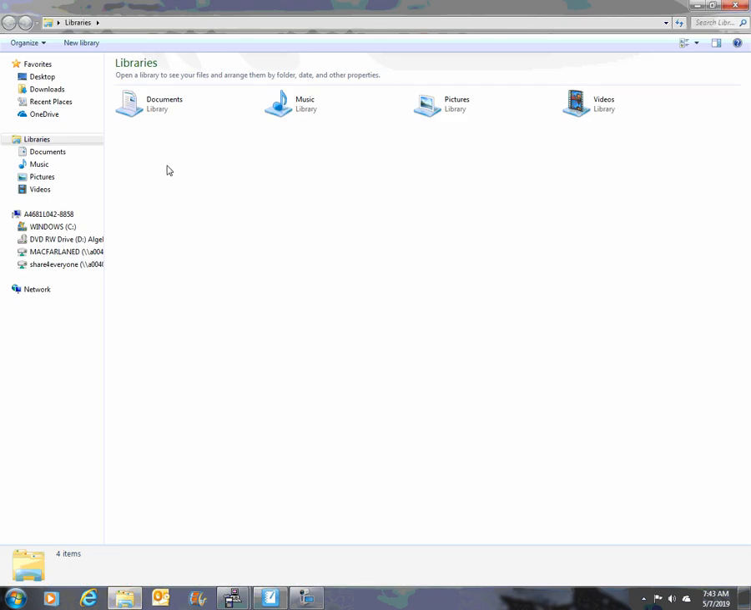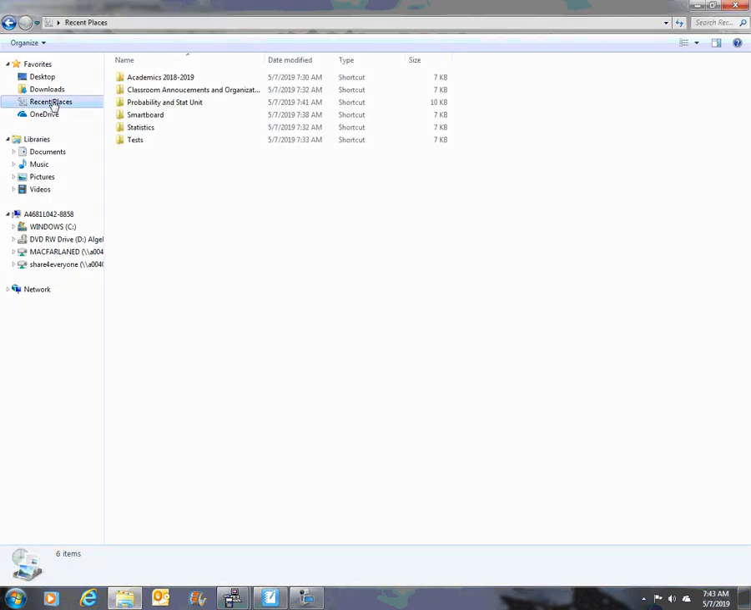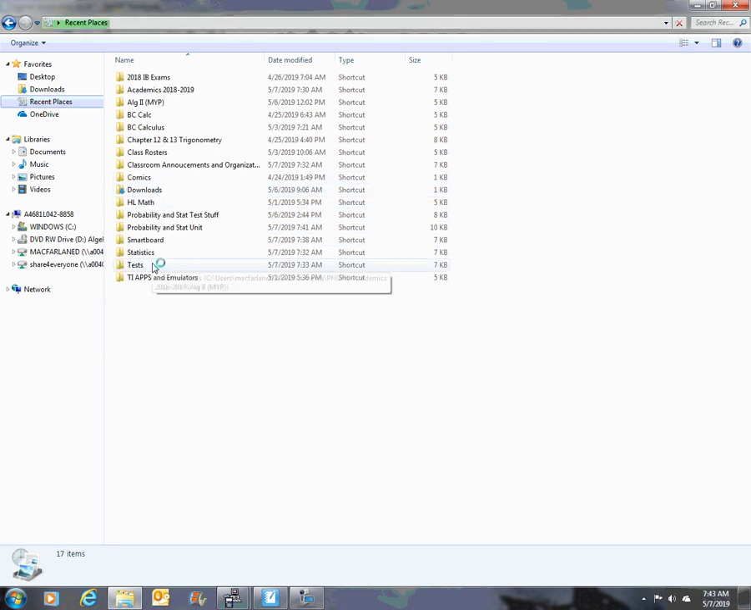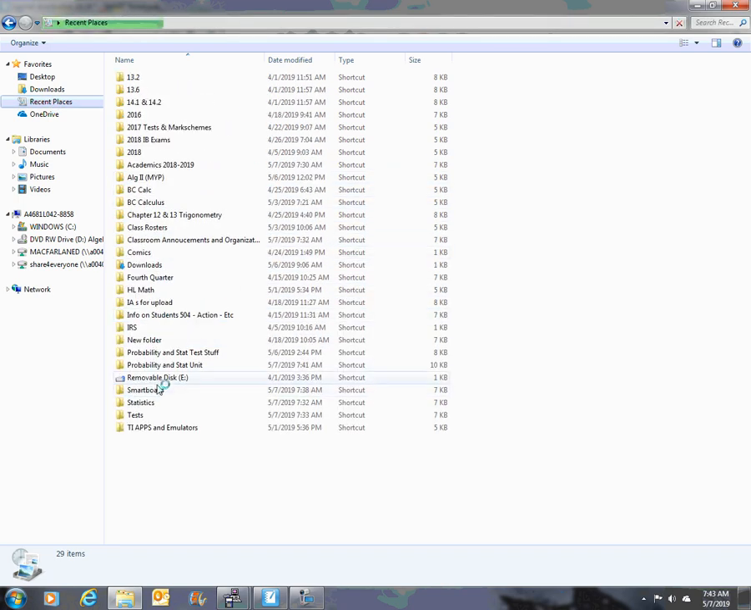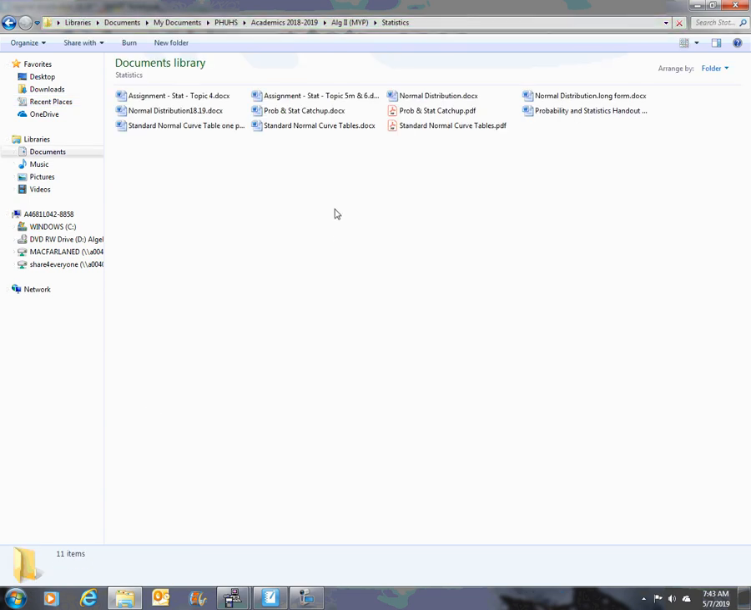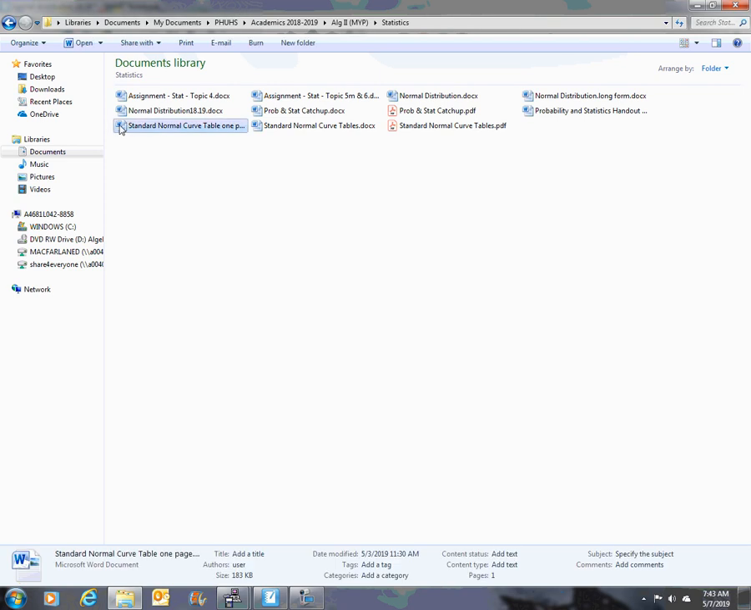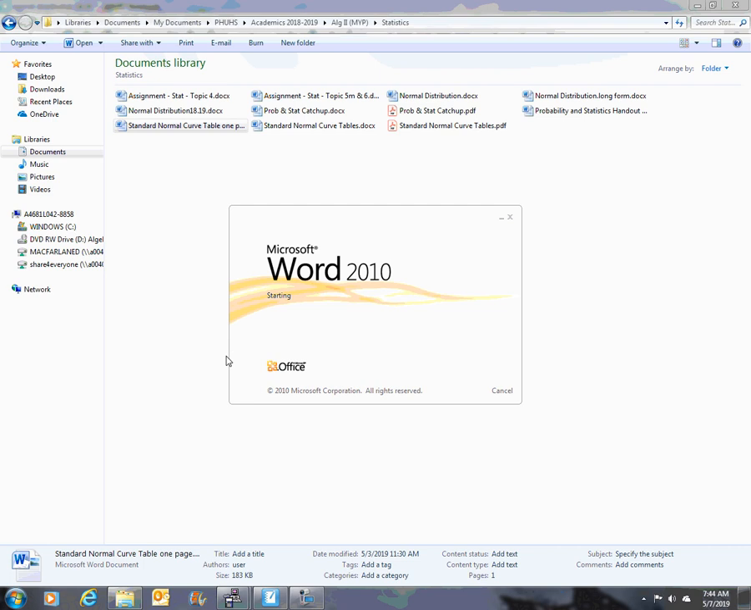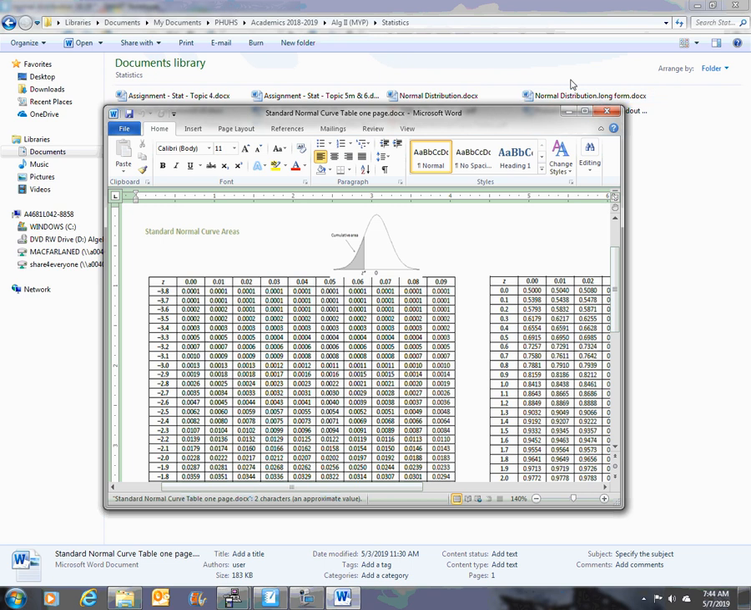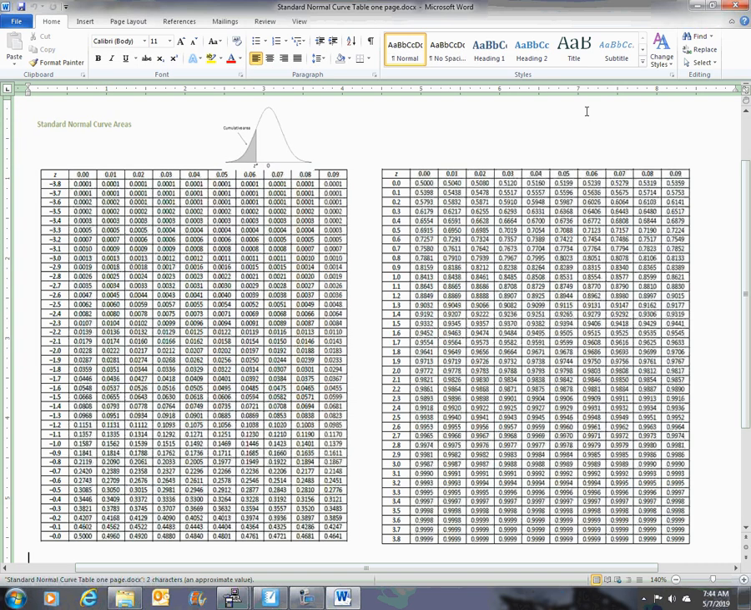Let me show you what that one looks like just quickly. Okay, Standard Normal Curve Tables. I think I gave you the one where the Standard Normal Curve tables are on one page, and it looks like this. It should be the next to the last thing on the course web page. The last thing, of course, is the sample test for statistics. You're probably going to want to download that too.